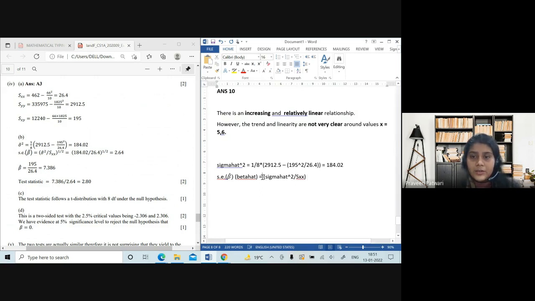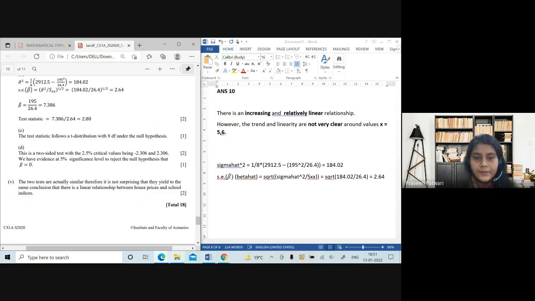Now this is under the square root. So instead of writing 2 to the power half, it is always suggested that you should just write square root. And then you substitute the form values. Similarly for beta hat again, you just write the values and finally give the test statistic.